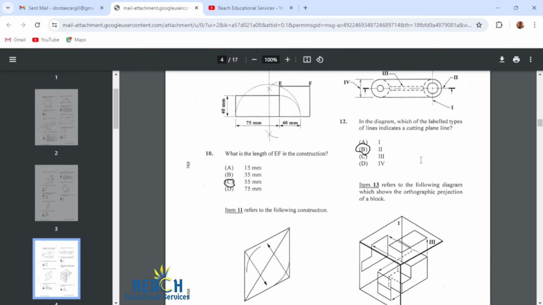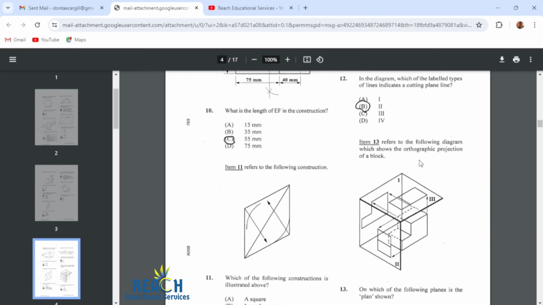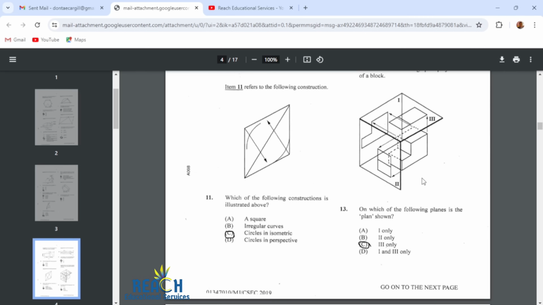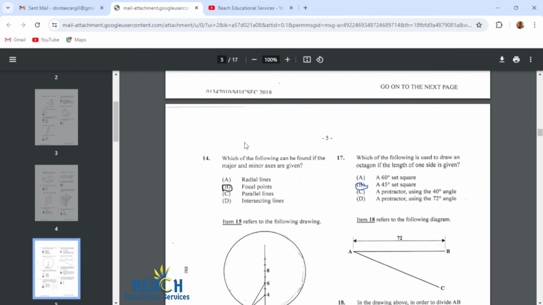Look right across there. Number 13 refers to the following diagram, which shows the orthographic projection of a block. On which of the following planes is the plan shown? And it says it's shown on 3 only. So this is where the plan is. This is the only place you'll see the plan. Right here it's in the front, right here it's in the side. So it's just on this plane. So 3 only.